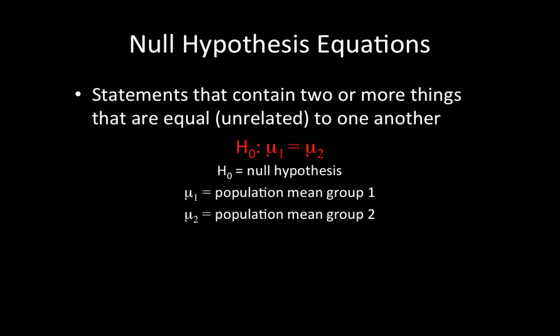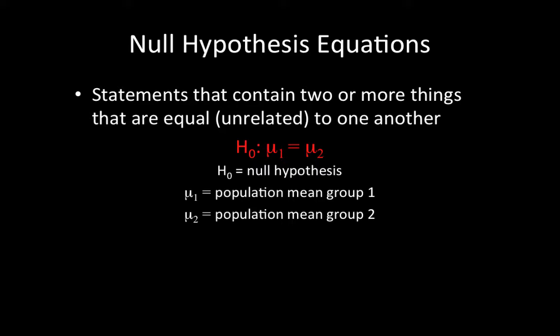And we see we have this backwards U, this U-looking symbol. This is what we call mu. Because we know the null hypothesis states that there are no differences between groups, we simply see that H sub naught, which is a null hypothesis, is saying that the population mean for group 1 is equal to the population mean for group 2.